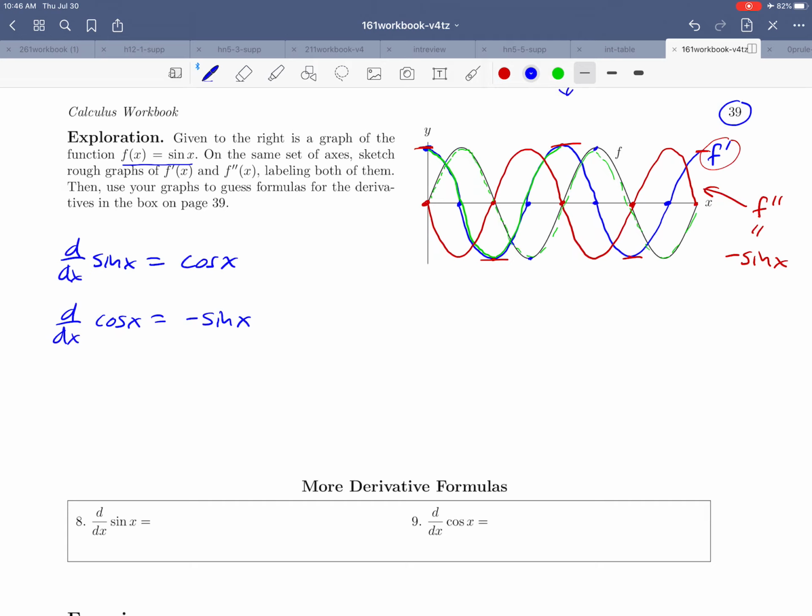So what we have figured out, our conjecture, is that if you take the derivative of the sine function, you get the cosine function. And if you take the derivative of the cosine function, you get negative sine. There are two more shortcut formulas to add to our list of shortcut derivative formulas.